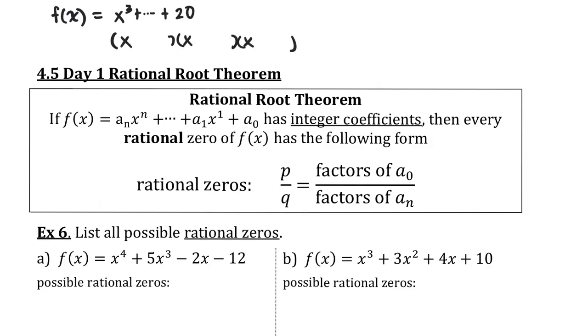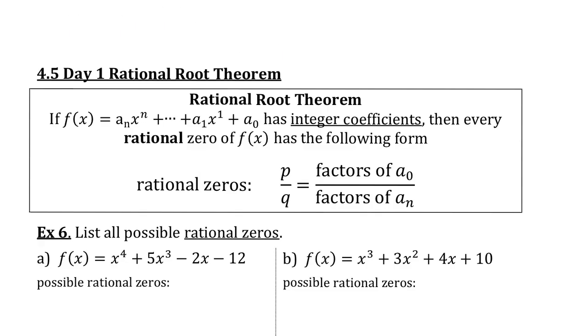Now since this last number is 20, it could be like 4, 5, and 1 here. That would work, but that's not the only way that could work. It could also be maybe 2, 2, and 5. Maybe there's a 10, a 2, and a 1. There's a bunch of combinations that might work. We need to figure out which one works.